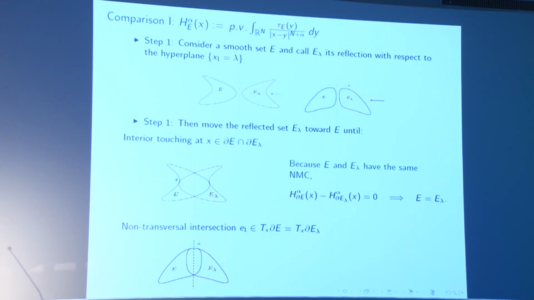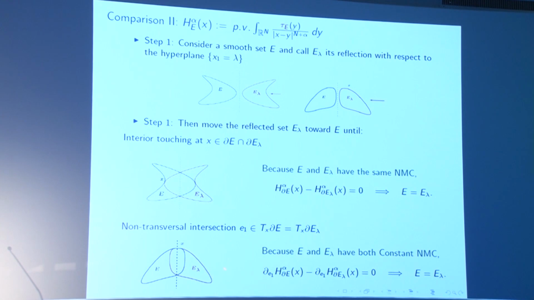And because E and E lambda have the same mean curvature, if you compare and use the quantity that is inside the integrand, then you can see that the two sets are the same. So I am equal to my reflection, so I have some kind of symmetry. In the same way, also exactly, in the non-transversal intersection, this is the trickiest part, of course, in the proof of the moving plane argument, you can see that E will be equal to E lambda.